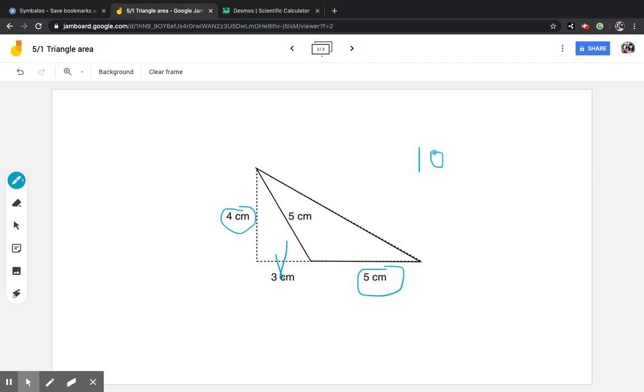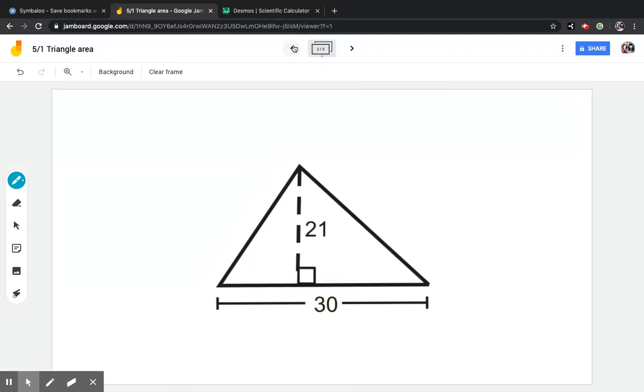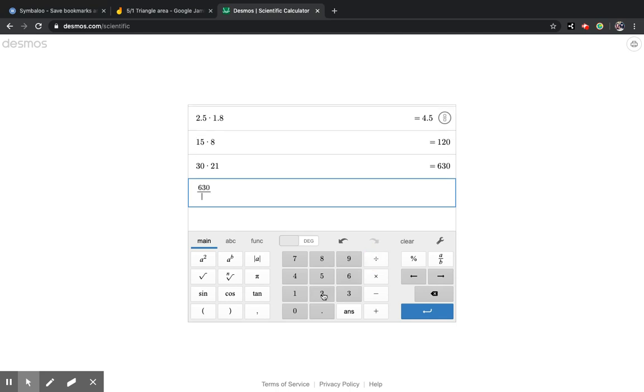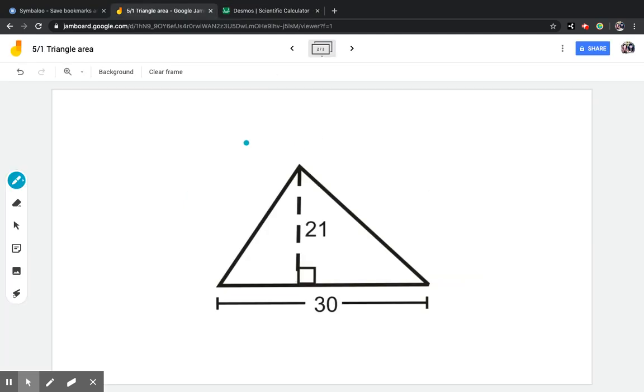Now I just realized we definitely did the last one wrong because we forgot to do something important. We forgot to divide it by 2. So we have 630. Then we're going to take that number and divide it by 2. And that would be 315. So this one is actually 315. And that's the area of a triangle.